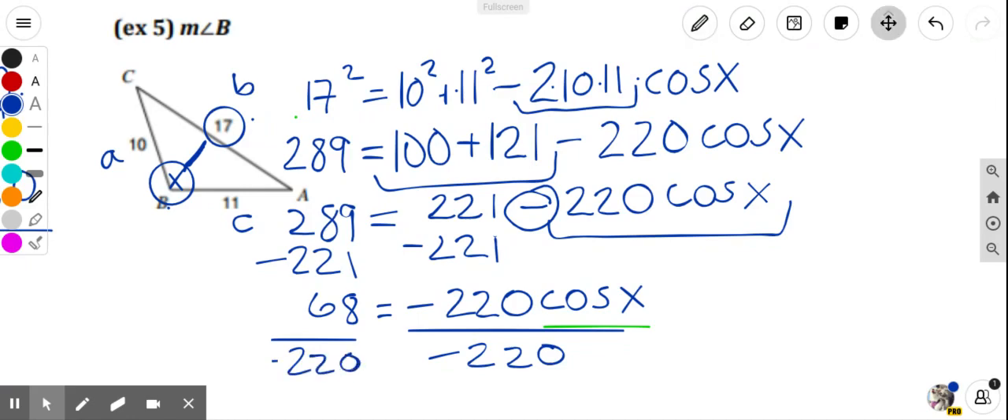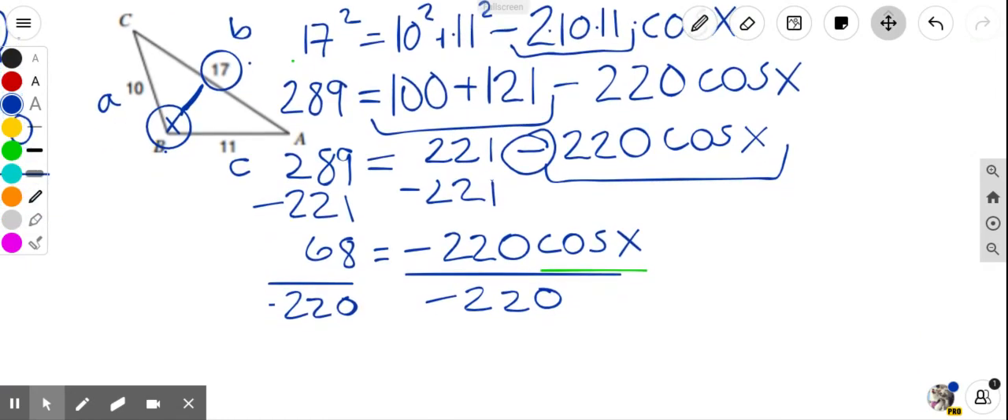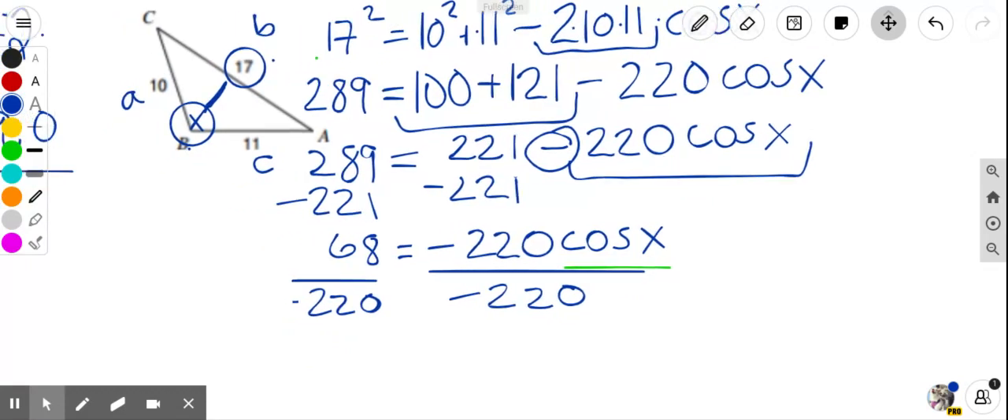I'm going to move this up a little bit. Okay, so now on the left side, 68 divided by negative 220 is about negative 0.3091. You want to leave that in your calculator. So I'm going to put that in my calculator. It's really negative 0.30909 repeating. So just leave that decimal in your calculator. And this is equal to the cosine of x.